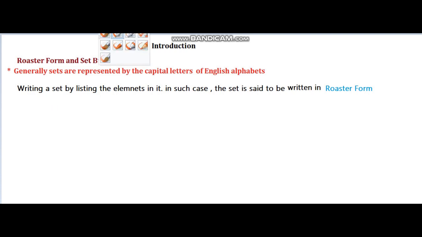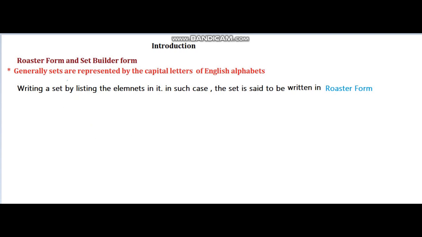We have to know clearly in this video what a roster form is and what a set builder form is. Okay, so how are we going to represent sets? Generally sets are represented by capital letters of the English alphabet. Do you know what this means? Sets are represented by English capital letters, like A, B, C, Q, R, Z. You can take any letter.